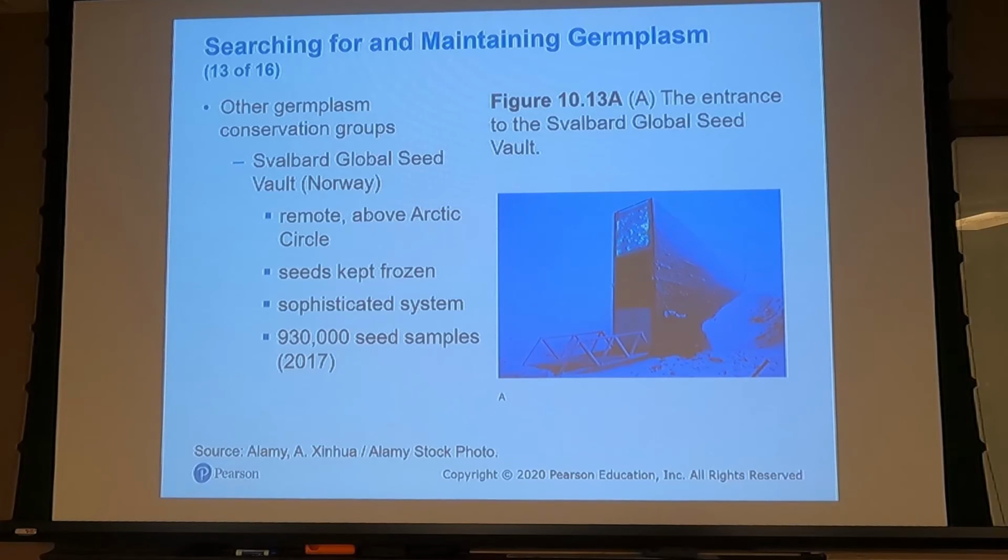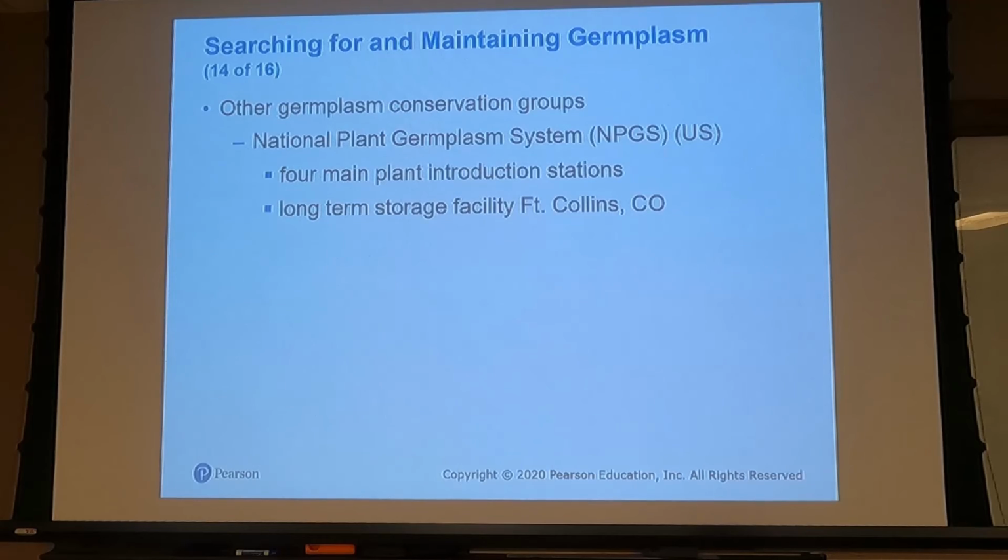So this Svalbard Global Seed Vault is in Norway. It's above the Arctic Circle, and it has over 930,000 seed samples. They have a sophisticated system for keeping these seeds preserved.